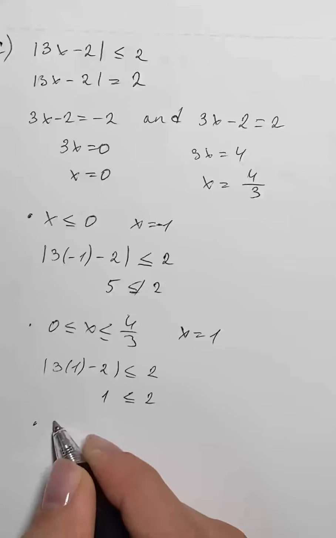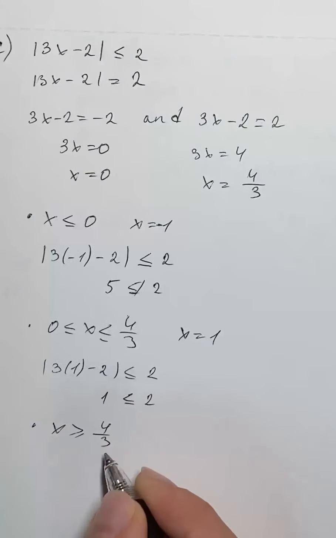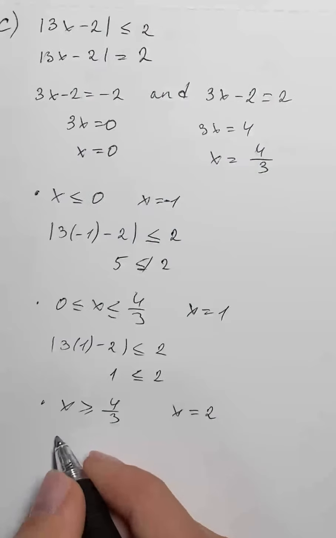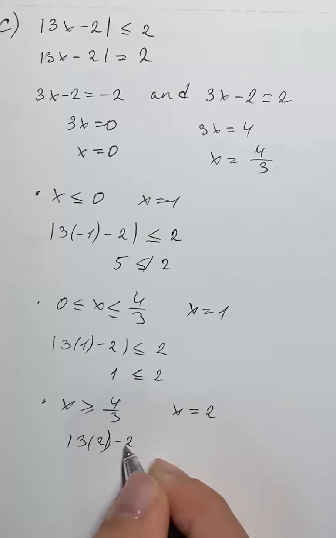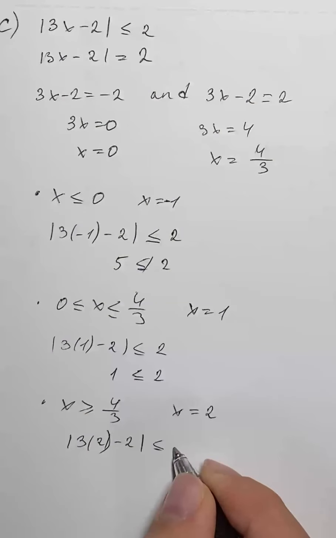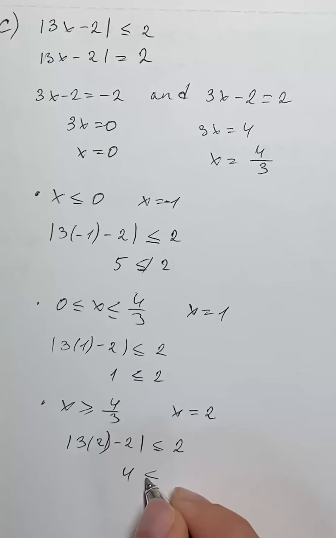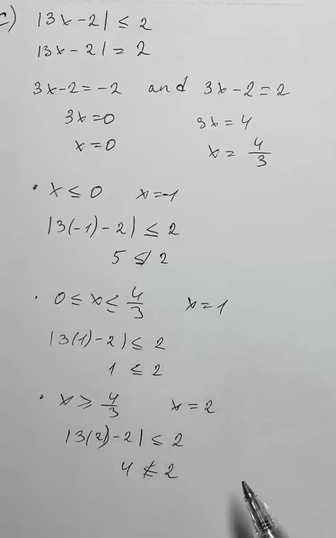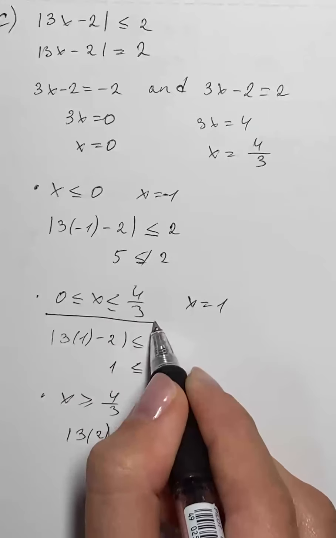And the last region is x is greater than 4 over 3. The test point is x equals 2, and I get the absolute value of 3 times 2 minus 2 is less than or equal to 2, and we have that 4 is not less than 2. So the solution of the inequality is x is greater than 0 and less than 4 over 3.